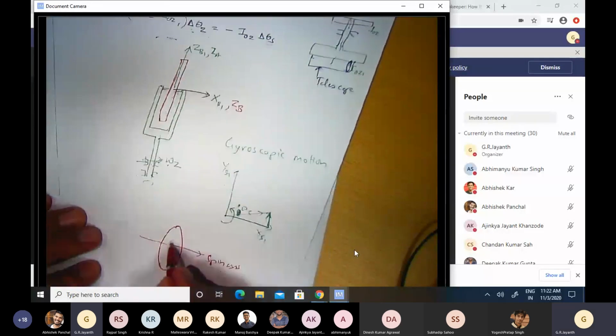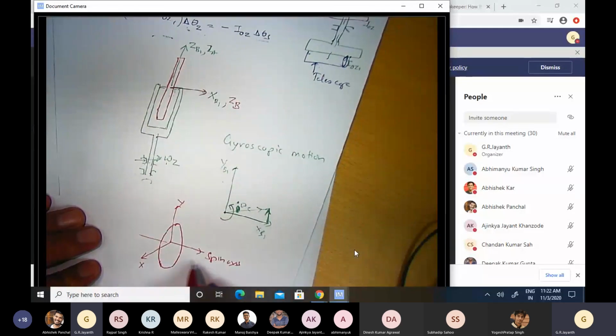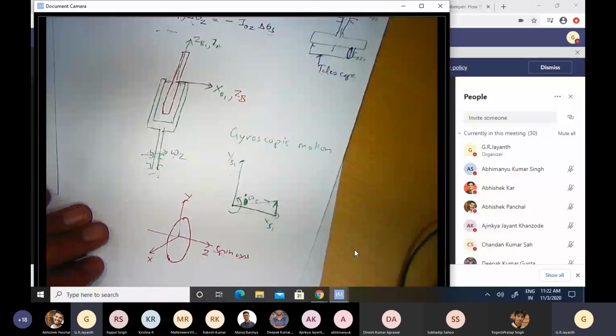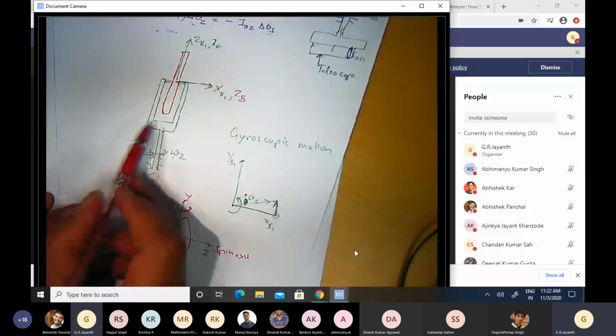You can define two other axes in the plane of the spinning wheel. One you can call the x-axis, the other you can call the y-axis. So spin can be called the z-axis. If I try to spin it about one axis, it will experience a torque about the other axis. So if I try to spin it about this particular axis, there will be a torque about that particular axis. That's exactly what we saw in this case.